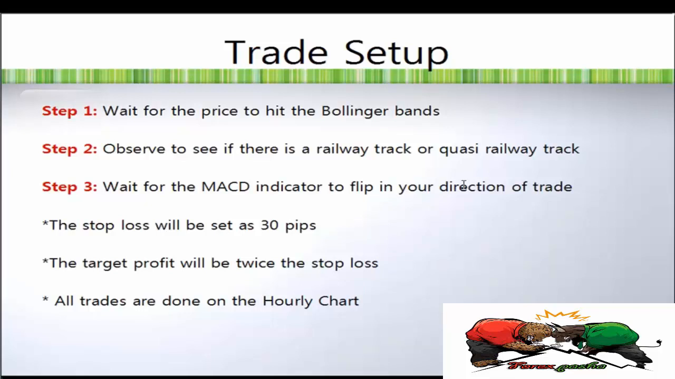So the stop loss will always be set as 30 pips. The target profit will be twice as much, which is 60 pips. So this strategy gives you a 1:2 risk reward ratio, and you must take note that all the trades are done on the hourly chart. This strategy works for the euro dollar, pound yen. But you have to use the hourly chart.